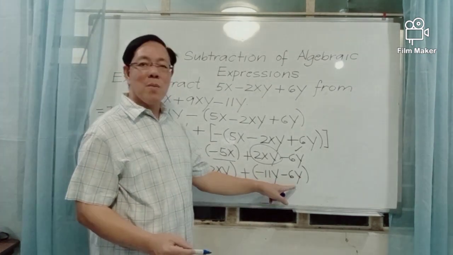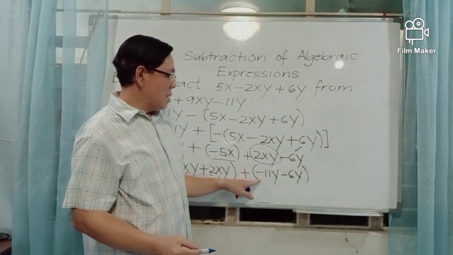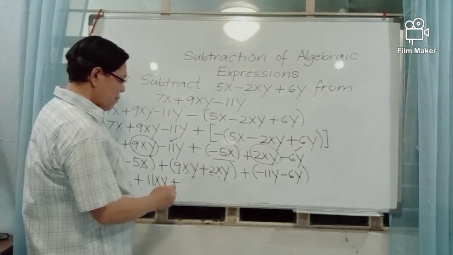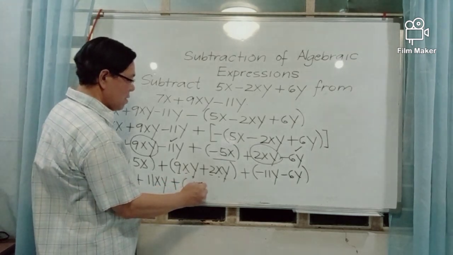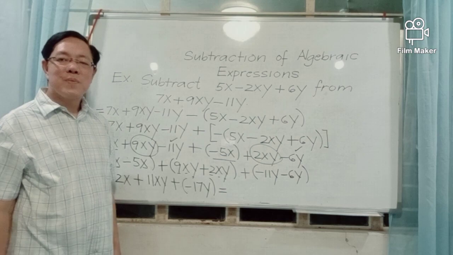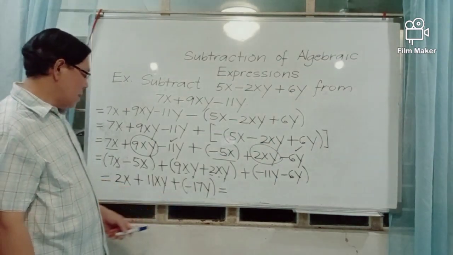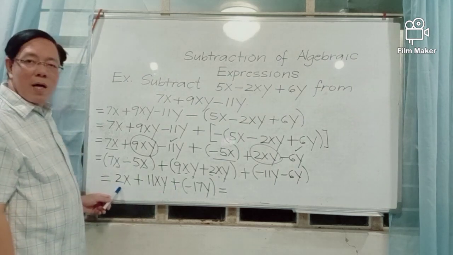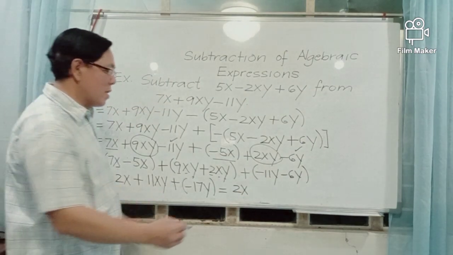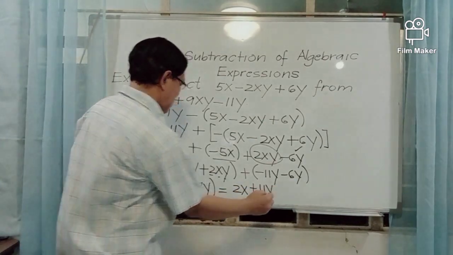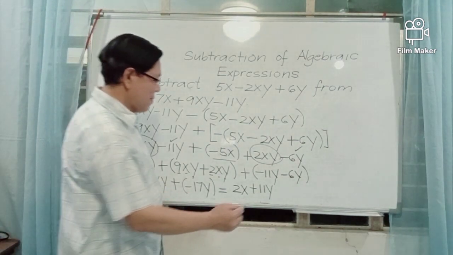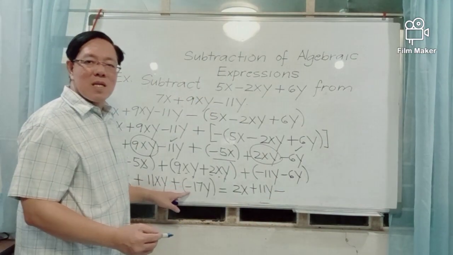Y is the common literal coefficient. Because this term has a negative sign, we write that term inside a pair of parentheses, plus negative 17y. In your final answer, you must remove all the grouping symbols such as this. So we simplify this and we write 2x plus 11xy. To simplify, multiply the signs. Positive times negative is negative. The last term is negative 17y.